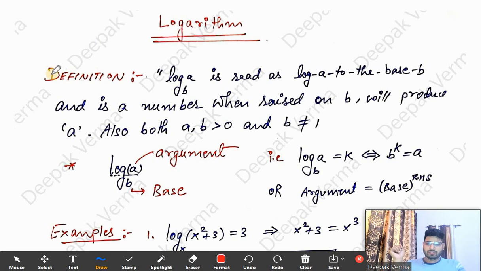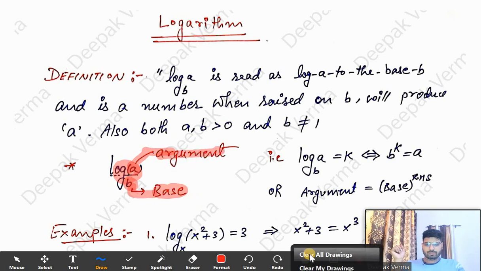Today we are going to start a new chapter, logarithm. Let's start with the definition. You can see on the screen an expression, and this expression is read as log a to the base b. Got it? Look here, this a is called the argument and this b is called the base.